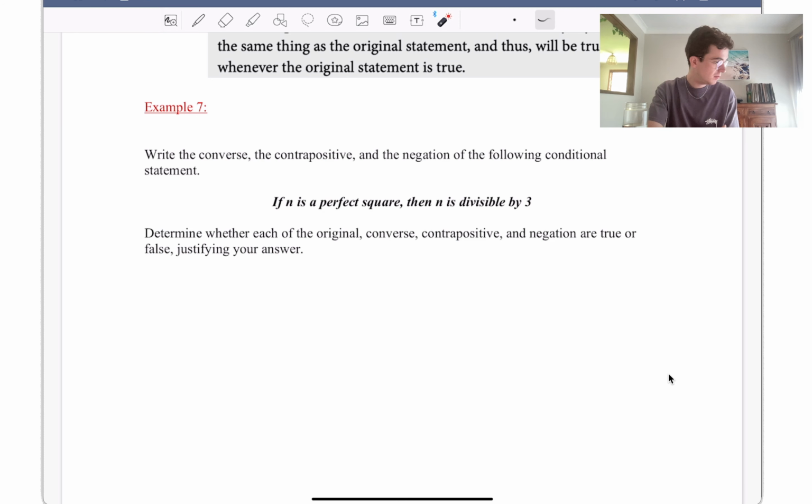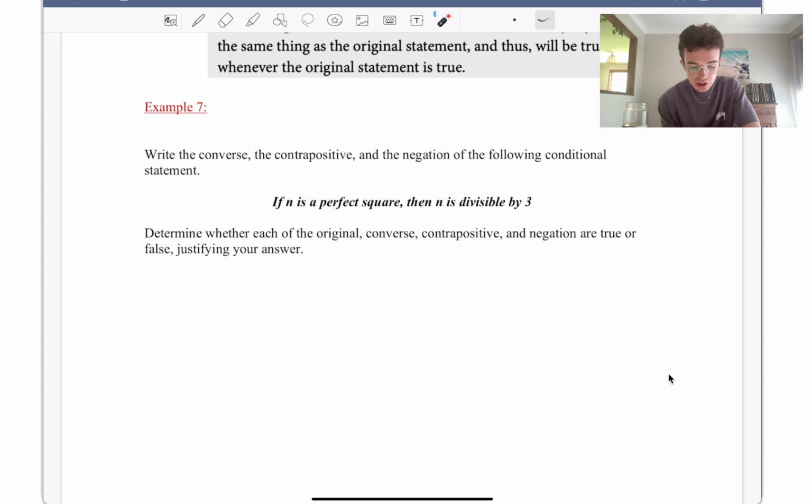Now, the contrapositive of this statement would be, if n is not divisible by 3, then n is not a perfect square. Likewise, this is a false statement. So n is not divisible by 3. Let's think of a number not divisible by 3, 5. Then n is not a perfect square. That is true there. Let's think of something else that might not be true. 16. 16 is not divisible by 3, but it is a perfect square. So therefore, this statement is false.